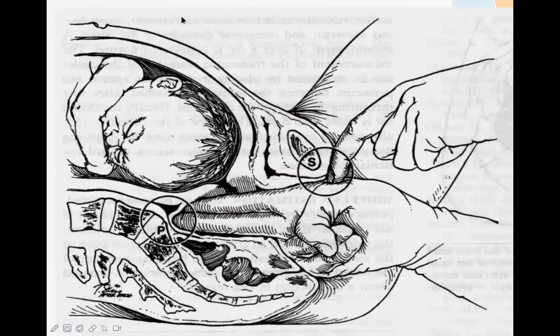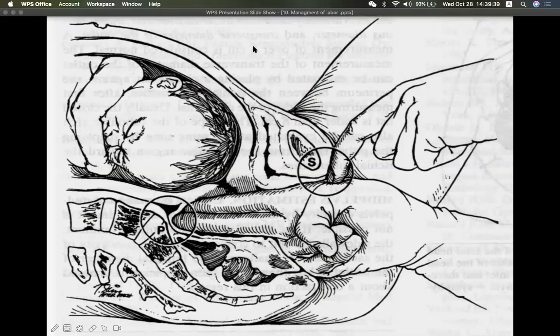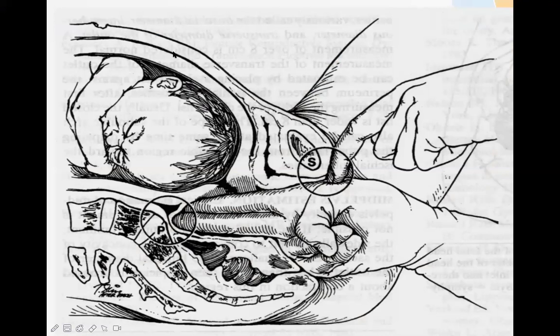Now this is an even better picture. Okay, all of you please focus here. See this. Let me use the pointer here. So here is the examiner's hand. This is for vaginal examination. You should insert 2 fingers into the vagina and then examine.